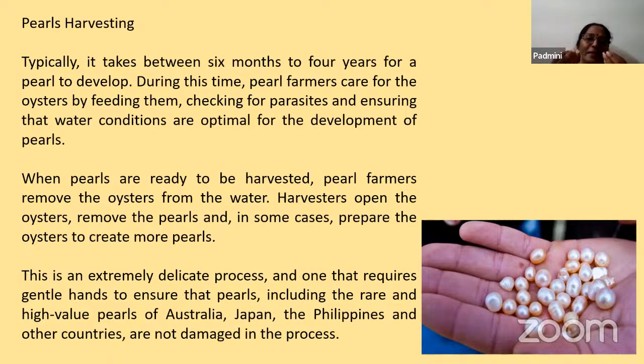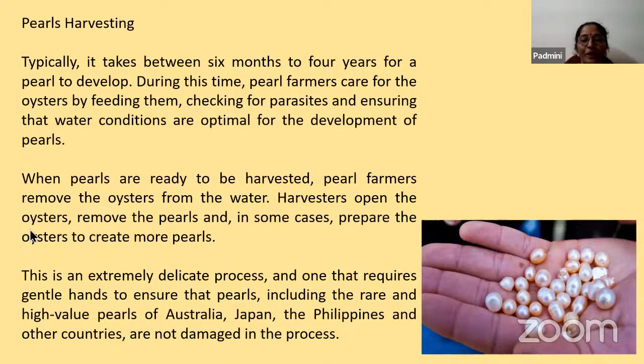And these tiny micro particles are going to go in, and they will allow the oysters to survive. So that is one way of taking care of the oysters during this 6 months to 4 years period. Along with that feeding, you're also going to check for parasites, and ensure that the water conditions are optimal for the development of the pearls.